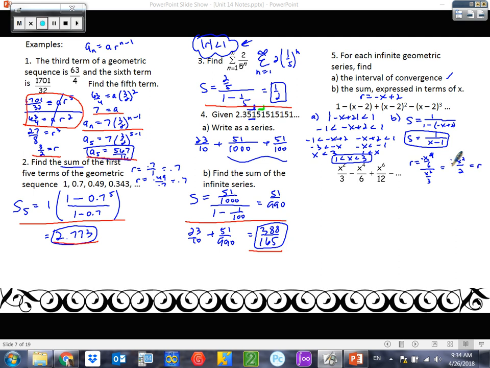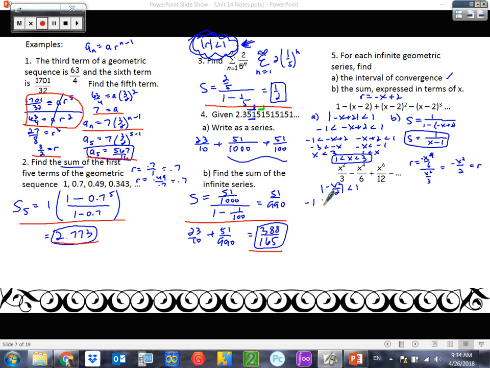Okay. Once I find my r, how can I find the interval of convergence? I plug r into the formula. This is the formula for interval of convergence. This is when geometric series converge. This is the only time when geometric series converge. So I take my r and I'm going to put it in that formula. So I have the absolute value of negative x squared over 2 less than 1. Okay. So now let's take our absolute value inequality and let's solve it.